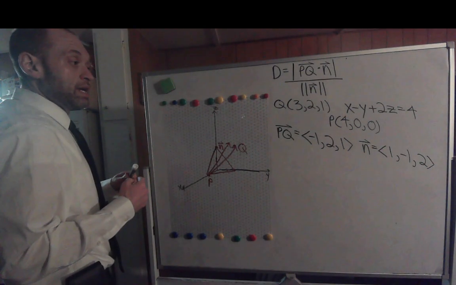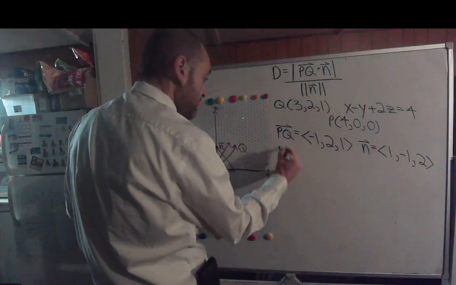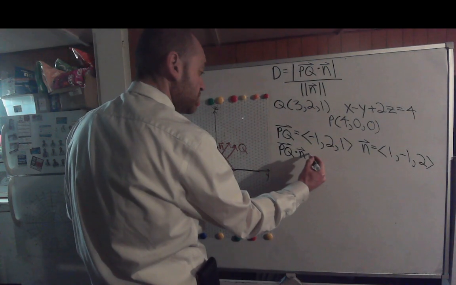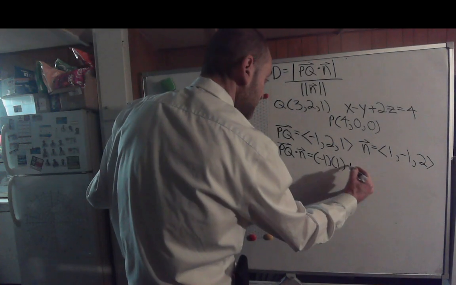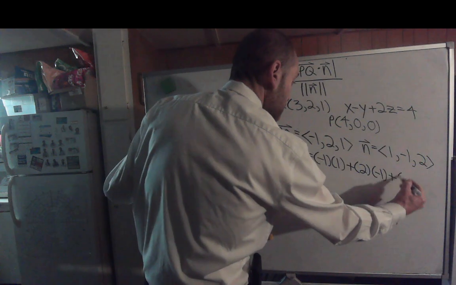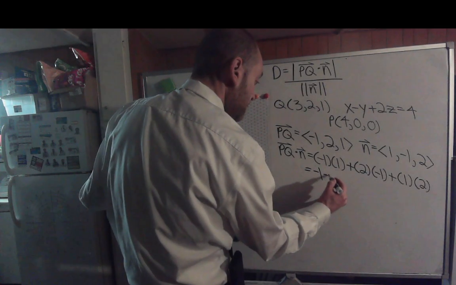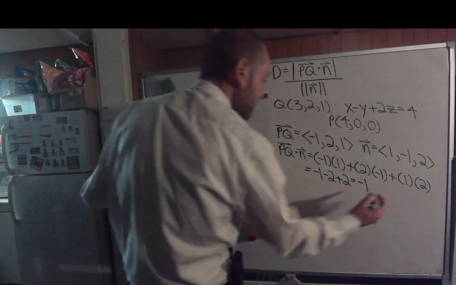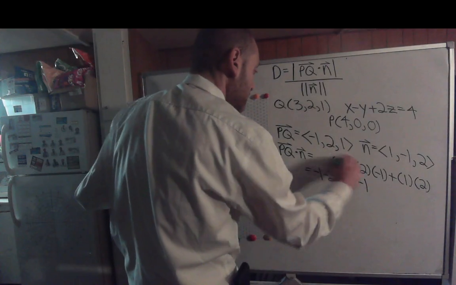Now let's go ahead and take the dot product of these two vectors. So the dot product of PQ and N is going to equal negative 1 times 1 plus 2 times negative 1 plus 1 times 2, which would become negative 1 minus 2 plus 2, which would just give you a dot product of negative 1. So we found the dot product of those two vectors to be negative 1.